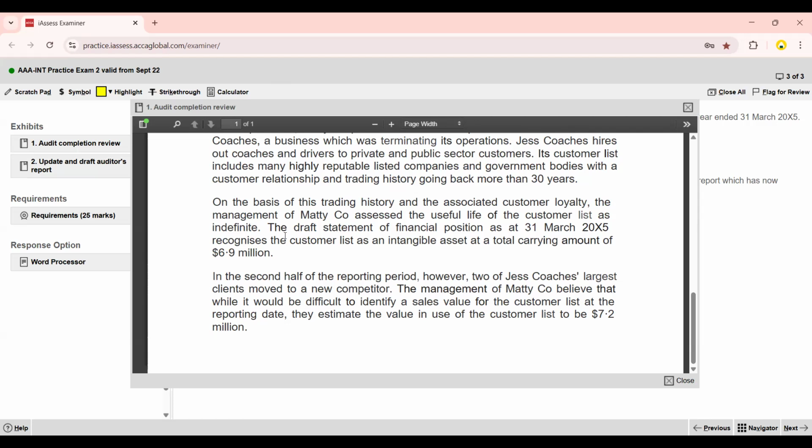The management of Matty Company believed that while it would be difficult to identify a sales value for the customer list at the reporting date, they could estimate the value. Whenever there is the word estimate, be attentive, guys. Increase your professional skepticism. They estimate the value in use of the customer list to be 7.2 million. Now, let's see how to solve this part.